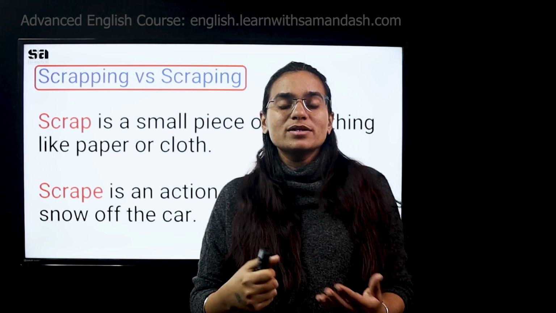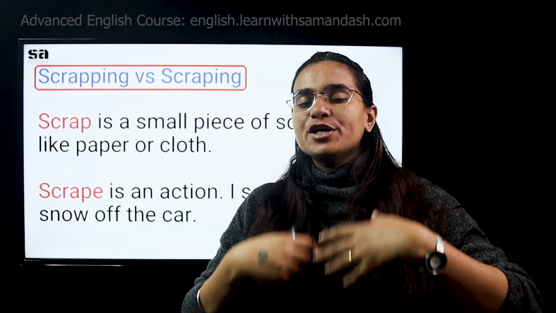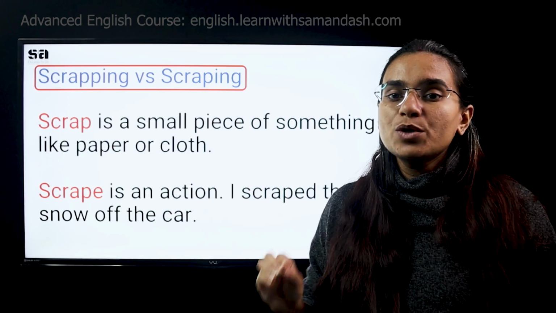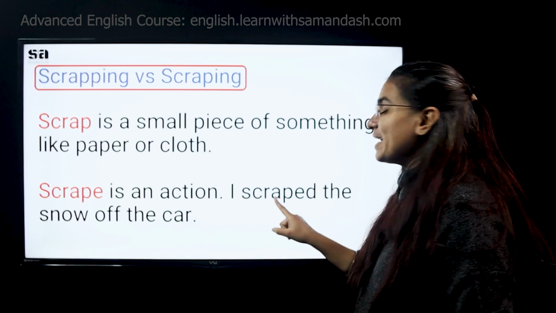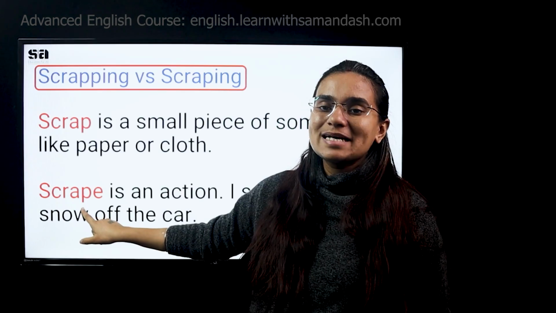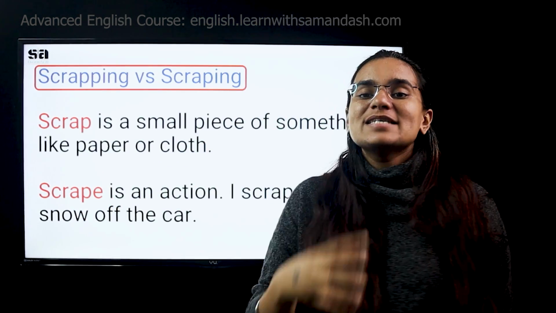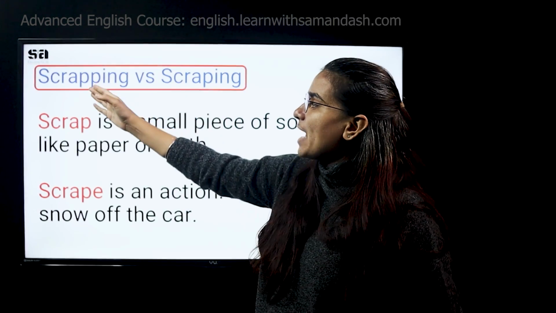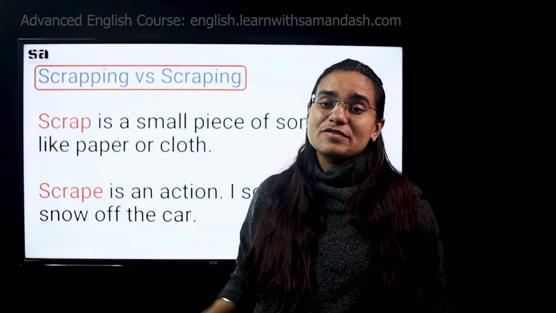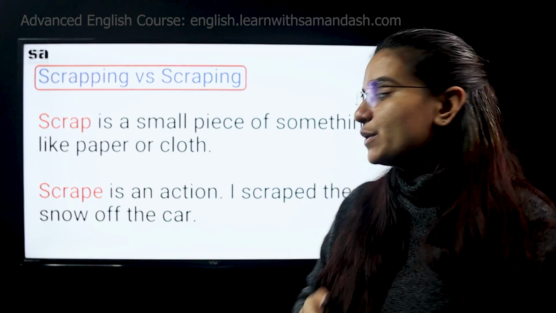You know, you live in Canada or the countries where there is continuous snowfall. So once you wake up in the morning, you have to go out and you check your car completely covered in snow. So what you will do as the first step, you have to scrape off. You have to remove that snow. So that process is called scrape. So we have scrap, which is a waste material. Scrape is an action. That is the difference between scrapping and scraping. The words look similar, but they have completely different meanings. So it's important we understand the concept, most often confusing words.